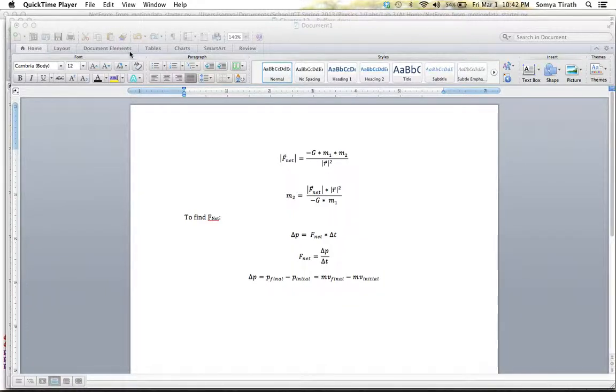In this problem, the goal was to determine the mass of a black hole, which was being orbited by a star of known mass. Using Python modeling methods, it was determined that the mass of the black hole was 2.595 times 10 to the 31st kilograms.